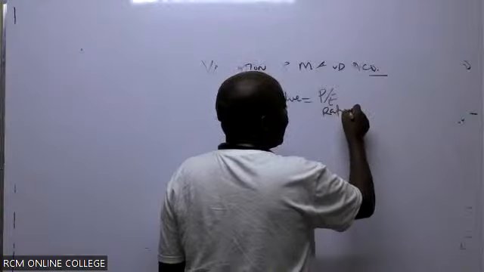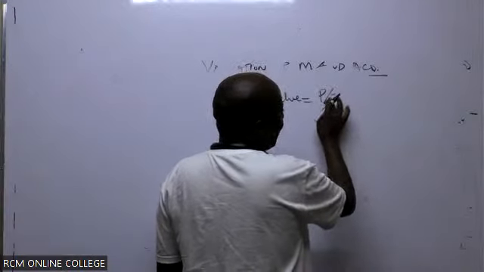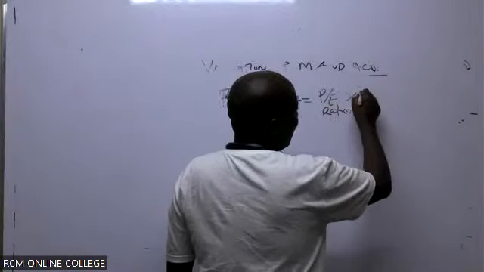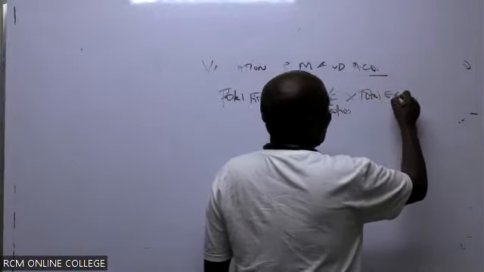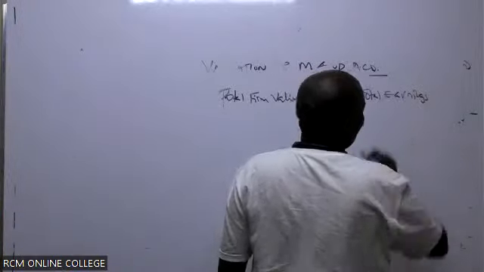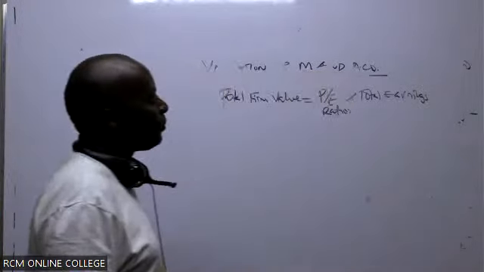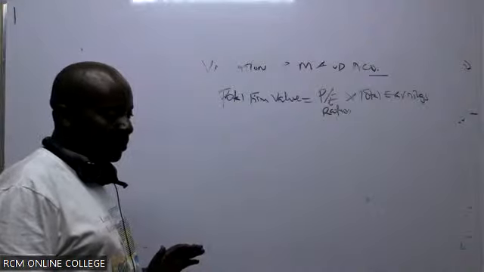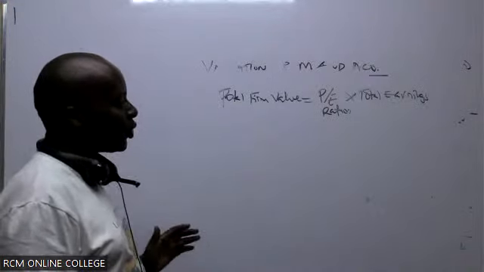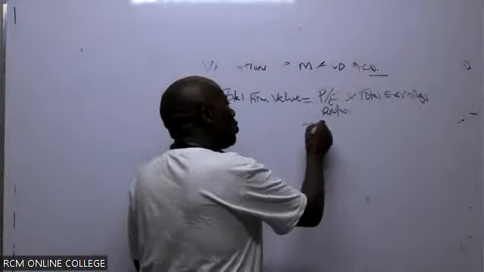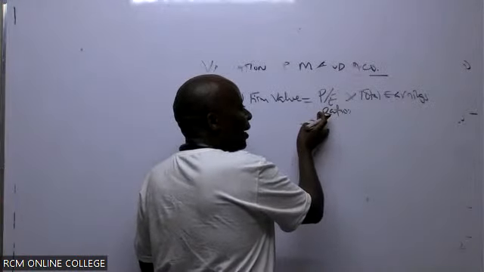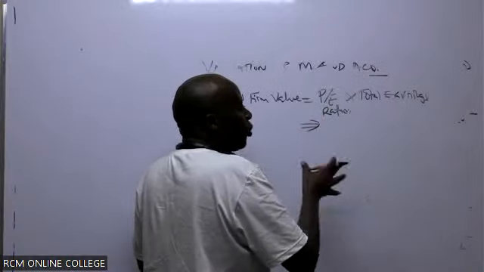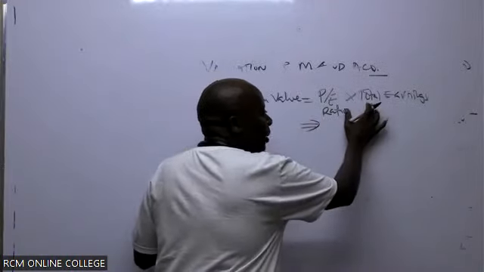This is how I remember it. The PE ratio given must be multiplied with total earnings, because here we have a price over earnings. For it to be compatible, it must be multiplied with total earnings. So the PE ratio will be given, and the total earnings of the firm that we will be valuing will also be provided to you.